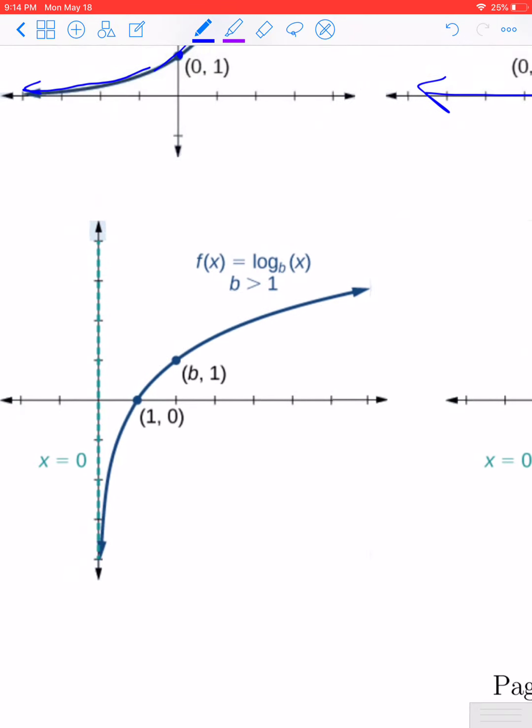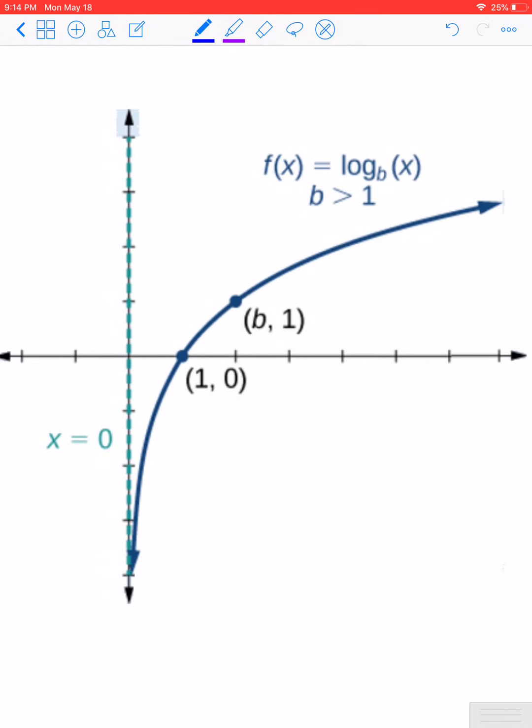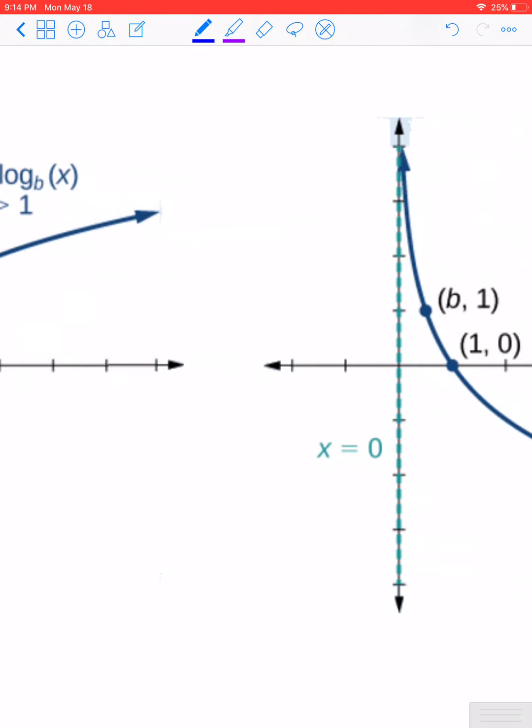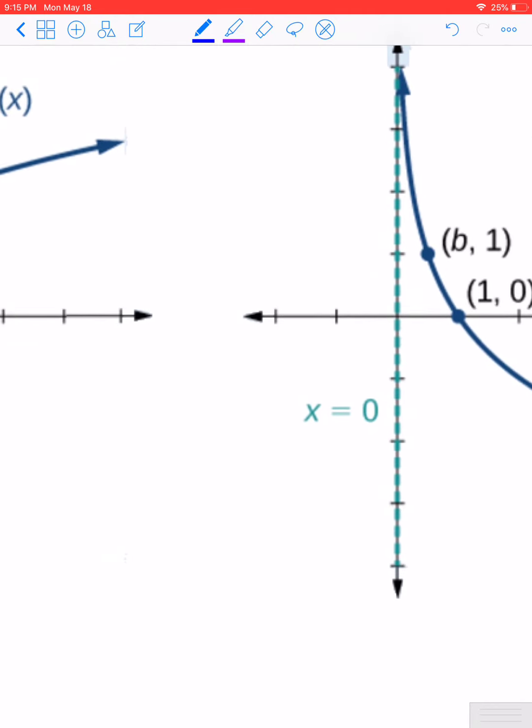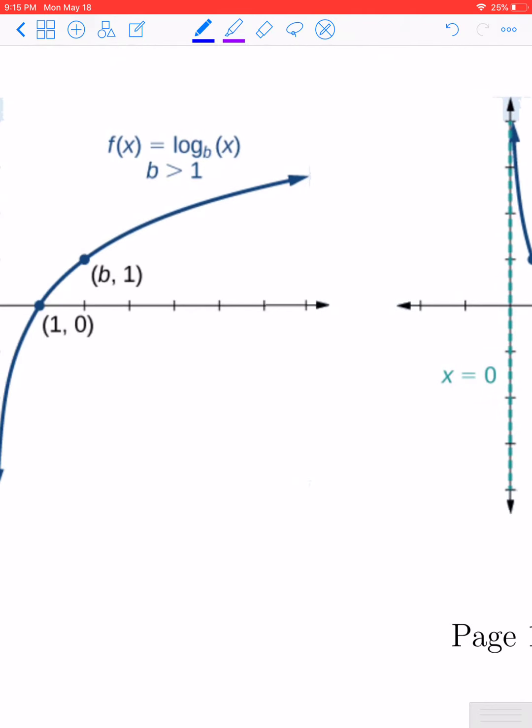And then similarly, here's what the graphs of logarithms look like. If your base is bigger than 1, it looks like this. It has x equals 0 as a vertical asymptote. It has an x-intercept of (1, 0). And if the base is between 0 and 1, then it would look like this. This graph here, by the way, so if the base is bigger than 1, this would include things like log base 2 of x and the ever popular natural log, which is the ln of x.